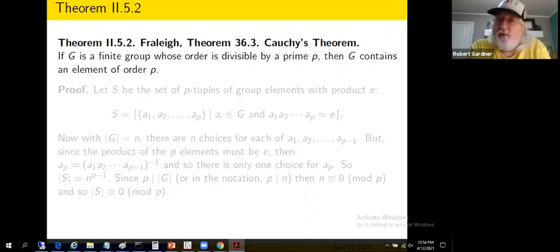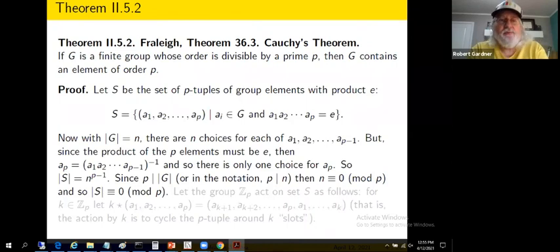Okay, this uses group action. It's not a real complicated proof. It's a little exotic, though, in terms of the group action, in my opinion. So we'll define S to be the set of P tuples of group elements with product E. P tuples, P coming from this prime introduced in the statement of the theorem. And we're taking S then to be P tuples, so they're ordered. First one, second one, Pth one.